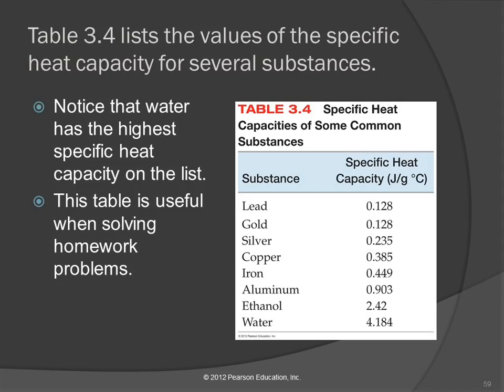Here is a table of specific heat capacities. You may need to refer to this when you're doing homework problems. The ones listed here go from 0.128 all the way up to 4. Most of these are metals, and they all have specific heat capacities of less than 1, and water is 4. Water's specific heat capacity is unusually large. It's really, really high. And that means that water takes a lot of energy. You have to put a lot of energy in it to raise its temperature. And as it cools down, it releases a lot of energy.